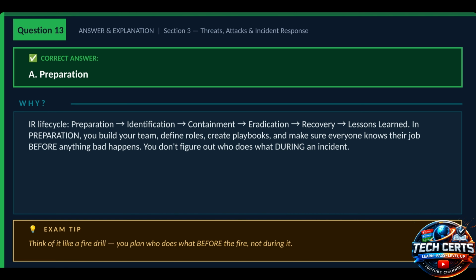The incident response lifecycle has 6 phases: preparation, identification, containment, eradication, recovery, and lessons learned. In the preparation phase, you build your team, define roles, create playbooks, and make sure everyone knows their responsibilities before anything bad happens. Think of it like a fire drill. You don't figure out who does what during the fire. You do that during preparation.